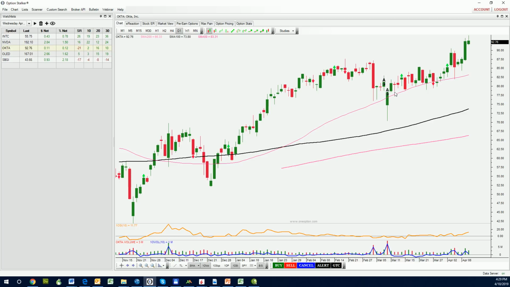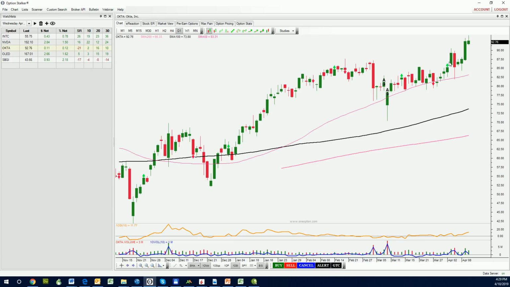OKTA was another one. Right here you can see that after the recording, actually the stock opened here and then sold off last Thursday, but it has since recovered very nicely. So let's say that you bought it on the open. You probably bought it at 89. It's about $3.50 higher right now. Really nice pick.